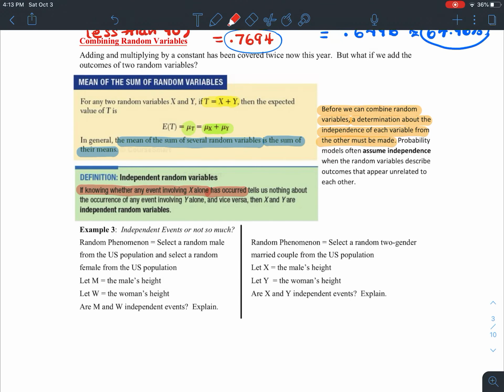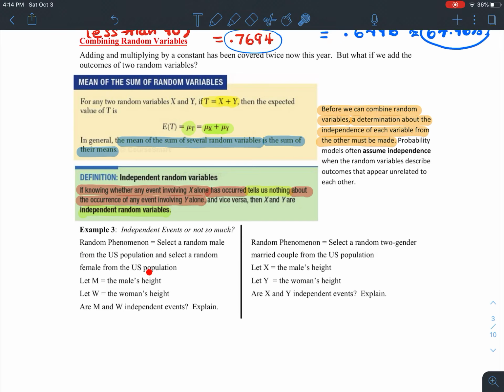And just a recollection from the previous chapter, what does it mean to be independent? It means if knowing whether any event involving the random variable x alone has occurred technically tells us absolutely nothing about the occurrence of any event involving random variable y alone, or vice versa. If that is true, then we can say that x and y are independent random variables. So knowing something about one can tell us nothing about the other.